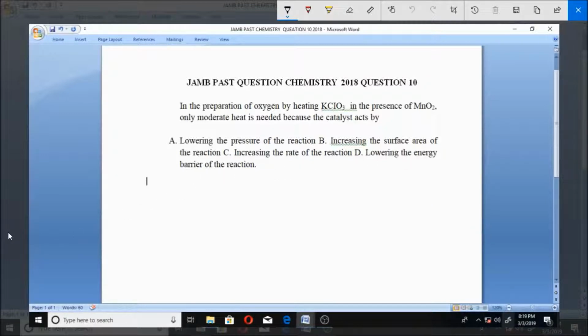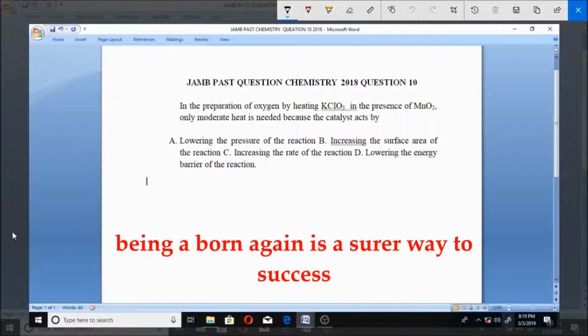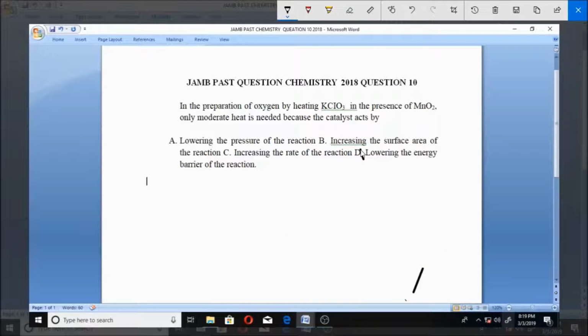So what happens with the catalyst? When you add a catalyst to a reaction, what happens is majorly one thing: to lower the energy barrier of the reaction. That's what happens. So this is a direct answer. D is the answer to this problem, because what actually happens whenever there is a catalyst added to a specific reaction is that the energy barrier is lowered.